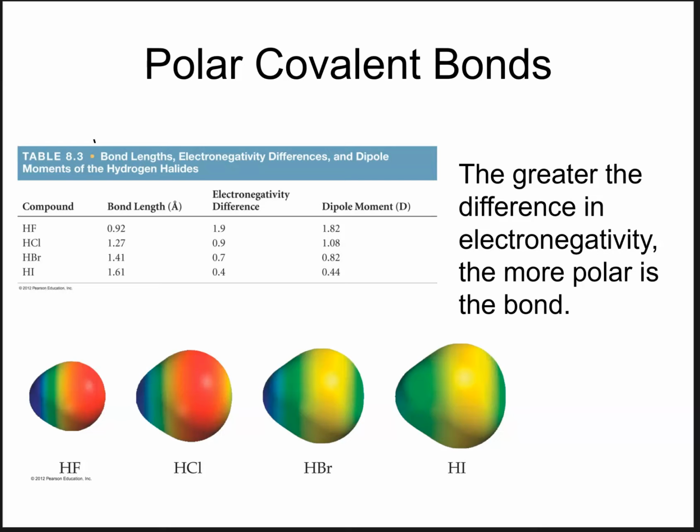And as we continue to move down the periodic table through HCl, HBr, HI, we find that both the bond length increases and the difference in electronegativities decreases.